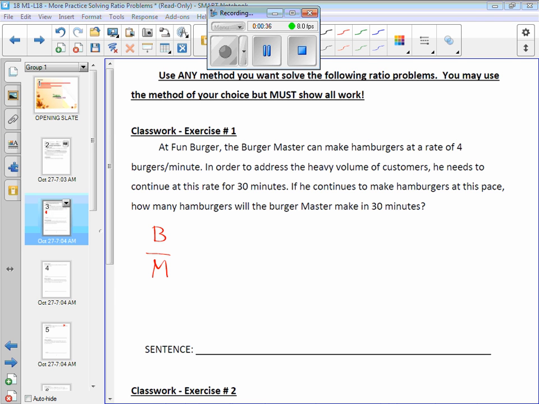Okay, it's 4. When you see this slash, it means 4 per minute. Per is 1 minute, so it's 4 over 1. Anytime you see that, guys, per minute, per hour, per mile, per second, one part of the ratio will always be 1.